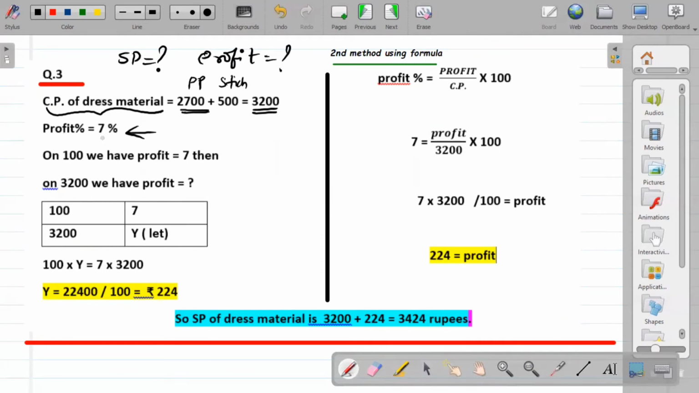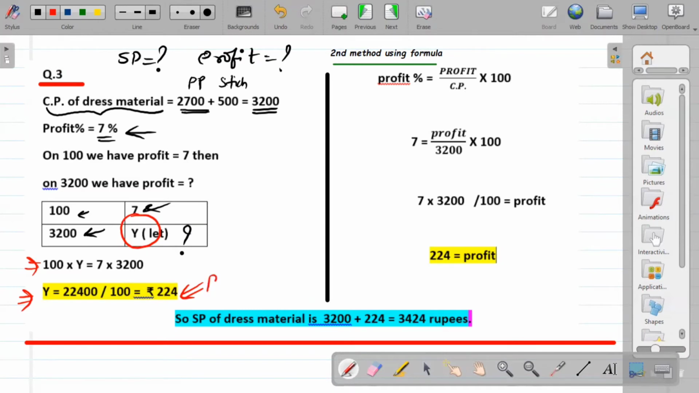How can we calculate that? Profit percent means 7% is the profit out of 100. Profit percentage is always out of 100. So we can say out of 100 we have 7 rupees profit. Then out of 3,200, how much profit do we have? Like this we can use the logic and do the cross multiplication. Instead of the question mark, I use the variable y. After the cross multiplication and calculation, I got the answer 224. So 224 was my profit.